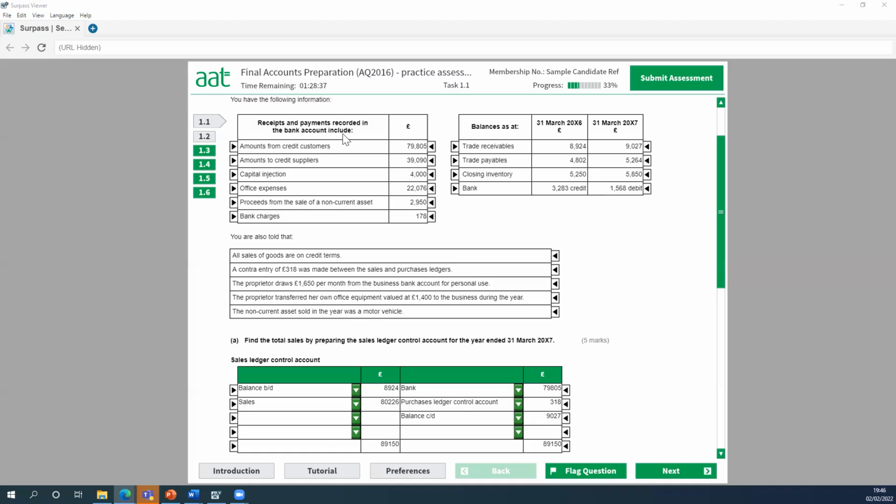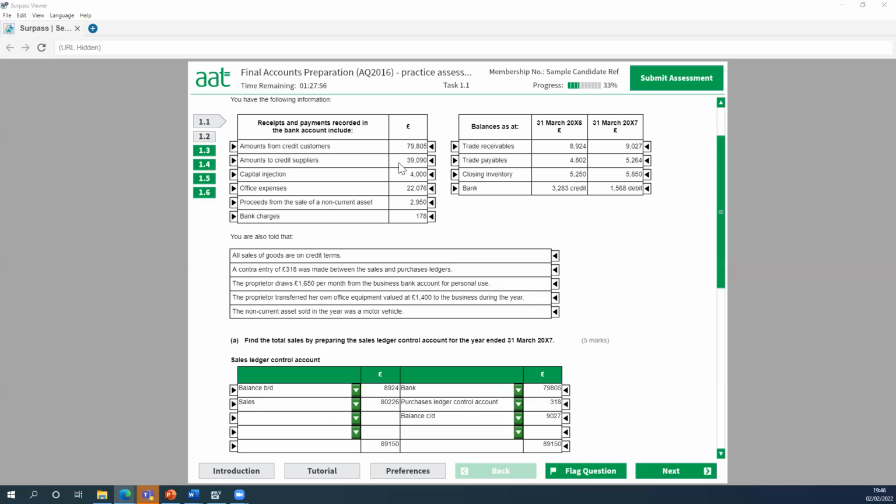And then we've got receipts and payments recorded in the bank account. So we received £79,000 from our customers. We've paid £39,000 to our suppliers. We've got a capital injection of £4,000, so credit capital, debit bank for £4,000. Office expenses, we spent £22,076 on office expenses, and then we've also got proceeds from sales of a non-current asset. So we made £2,950 from a sale of our non-current asset. And then we've got bank charges of £178, okay?